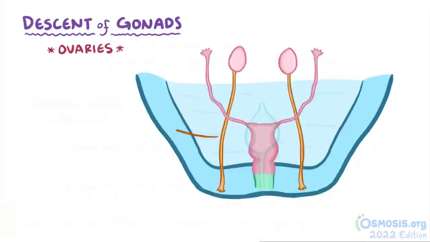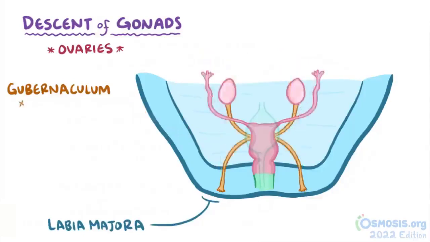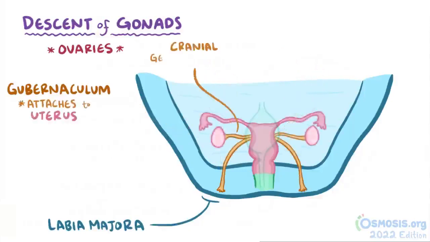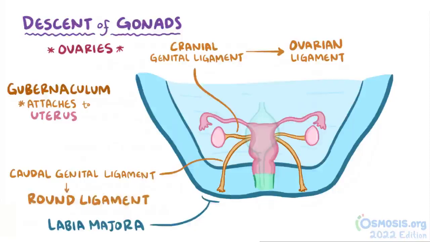Now, in female embryos, there's also a gubernaculum that attaches the inferior part of the ovary to the future labia majora, and it shortens to pull the ovaries down the same way it would if they were testes. When the uterus forms, though, the middle of the gubernaculum attaches to it and separates into a superior portion called the cranial genital ligament, which becomes the ovarian ligament and anchors the ovaries slightly above and on either side of the uterus. The inferior portion, called the caudal genital ligament, becomes the round ligament, connecting the uterus to the labia majora.